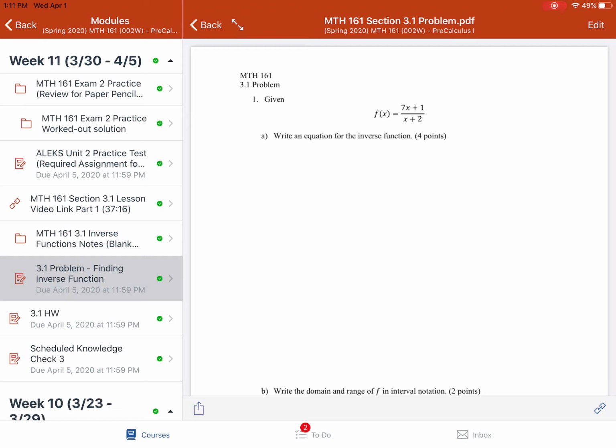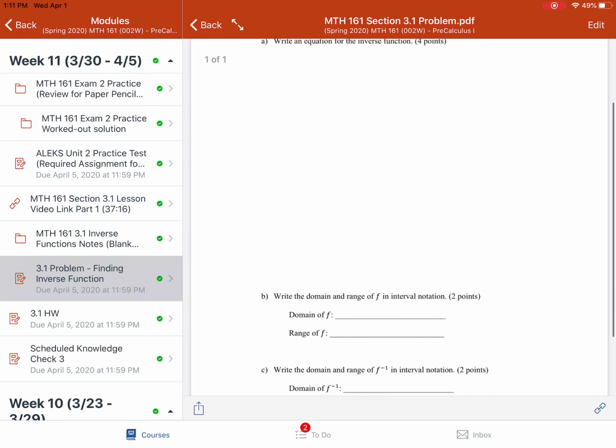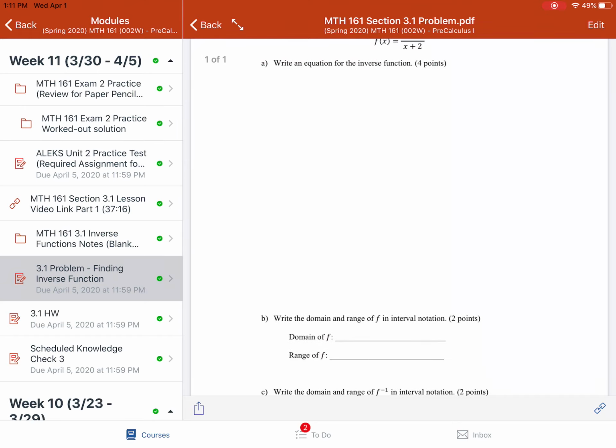I'm going to give you a function f of x. Part A is asking you to find the equation for the inverse function. So give me f inverse of x. And you're going to show each step of the 4-step process. And you're going to have to solve for y. And that one is very similar to what we just did on example 7.